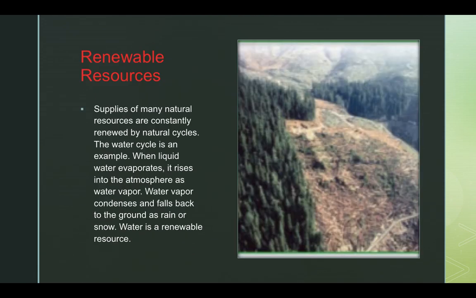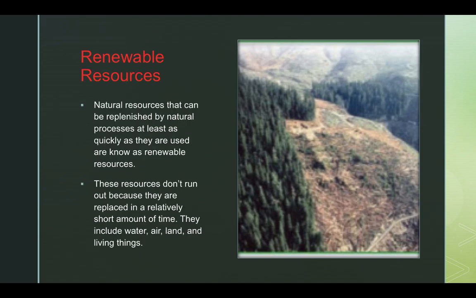Now let's talk about renewable resources, and this is found on page 540. Supplies of many natural resources are constantly renewed by natural cycles. The water cycle is an example. When liquid water evaporates, it rises into the atmosphere as water vapor. Water vapor condenses and falls back to the ground as rain or snow. Water is a renewable resource. So we have the same amount of water we've always had. We talked about the water cycle a few chapters ago, if you remember.